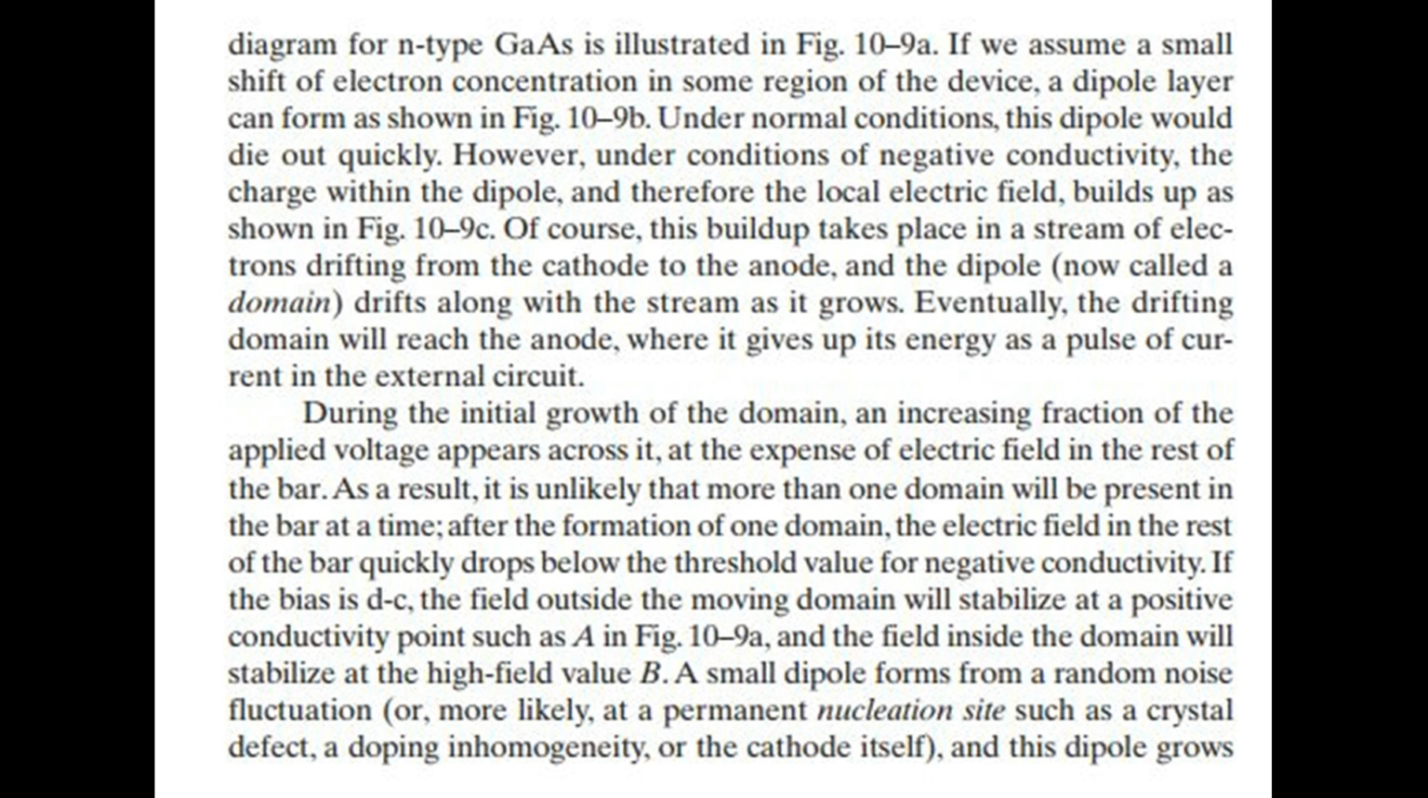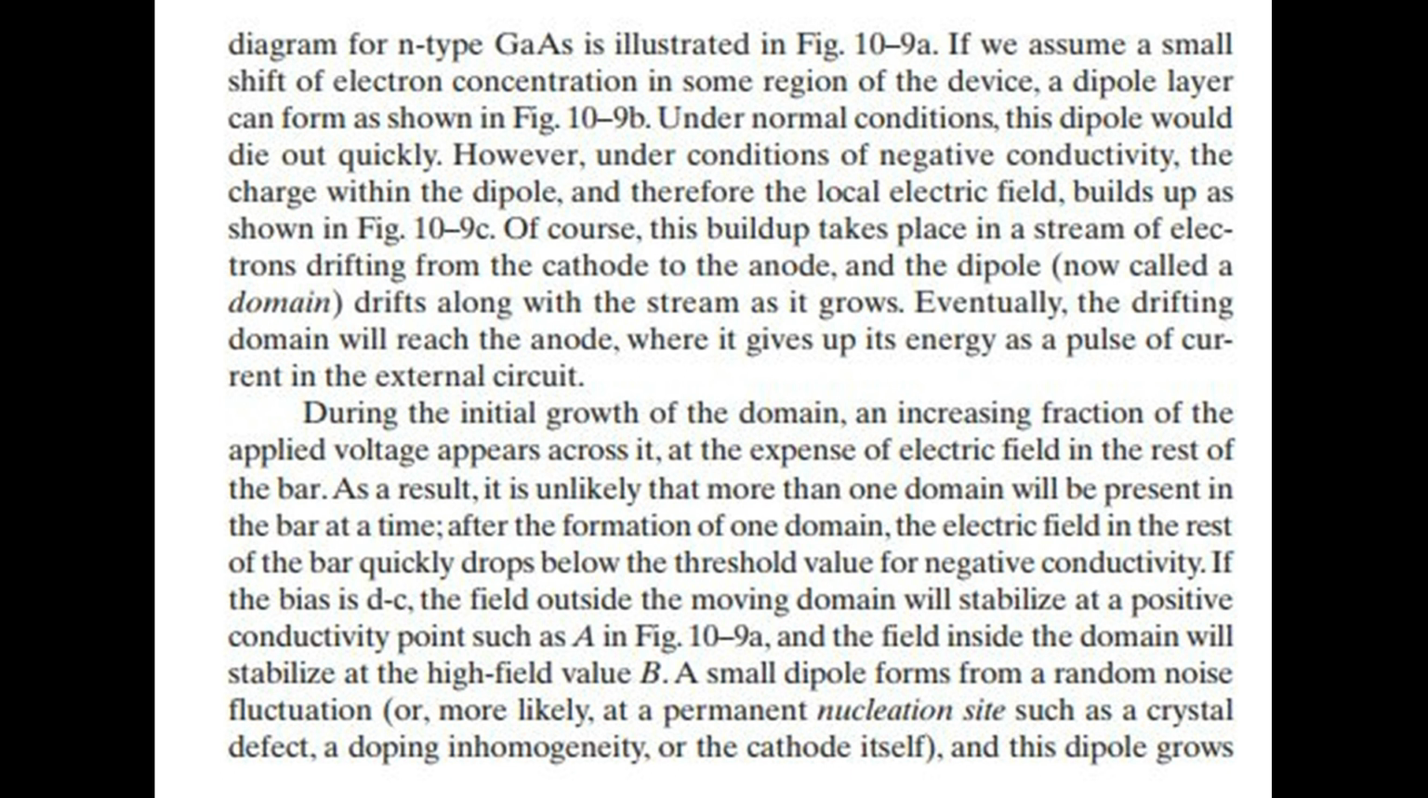As a result, it is unlikely that more than one domain will be present in the bar at a time. After the formation of one domain, the electric field in the rest of the bar quickly drops below the threshold value for negative conductivity. If the bias is DC, the field outside the moving domain will stabilize at a positive conductivity point such as A in Fig 10.9a, and the field inside the domain will stabilize at the high field value B.